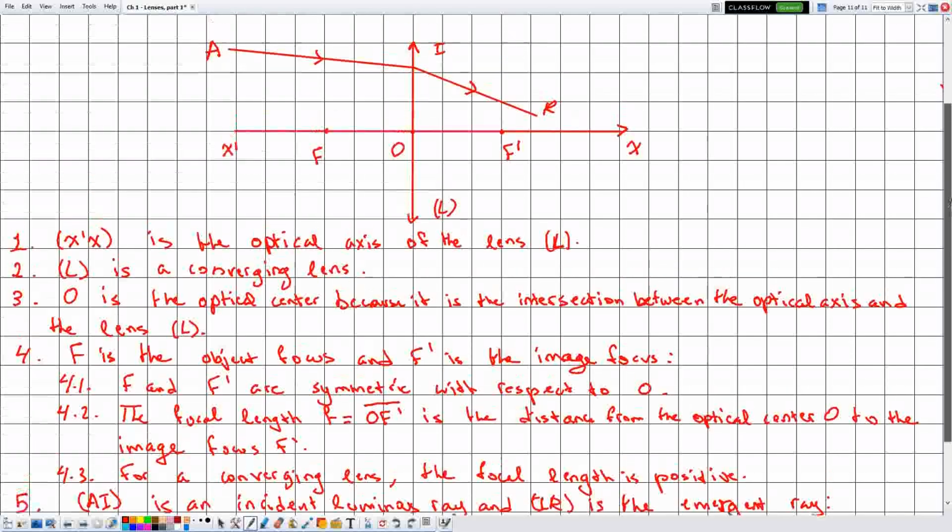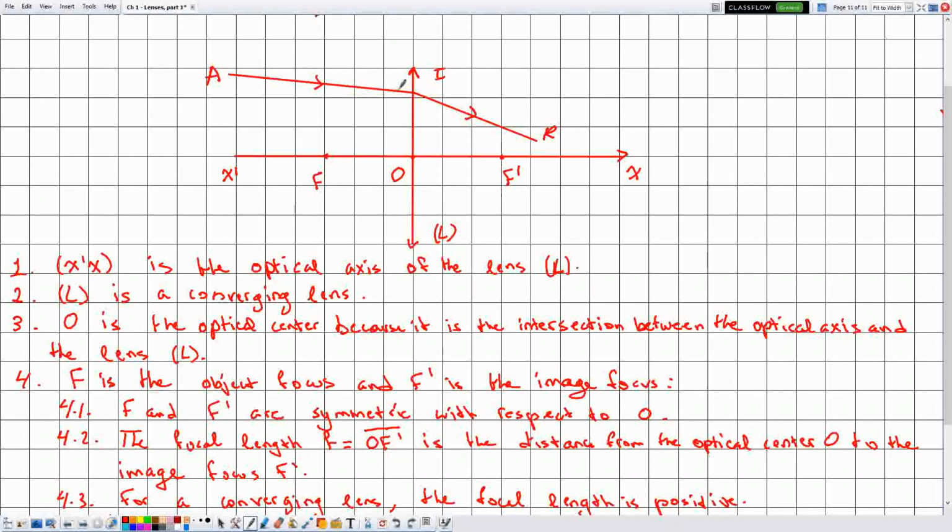As you can notice here, the ray II is hitting the lens. For this reason we call the ray II an incident luminous ray. Incident because it's hitting the lens, and luminous because it's made up of light.